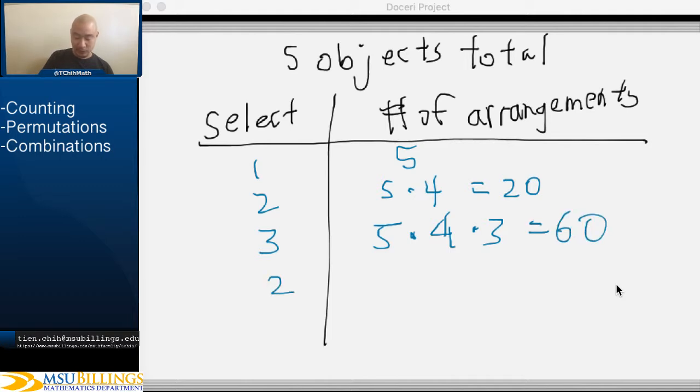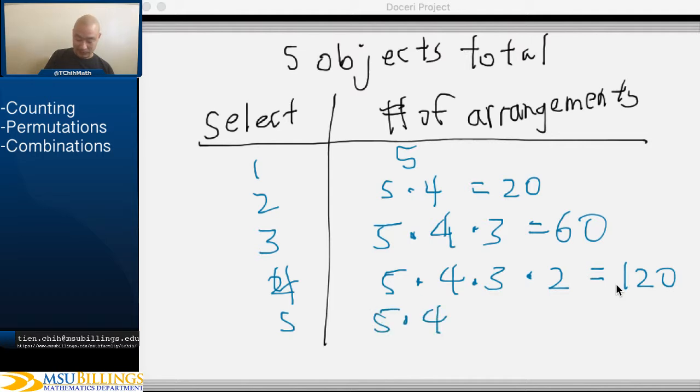If I select 4 objects, it's 5 times 4 times 3 times 2 equals 120. And if I select 5 objects, it's 5 times 4 times 3 times 2 times 1, which is also 120, right? Because by the time you selected 4 out of the 5 objects, there's only one choice left at the end for the 5th.